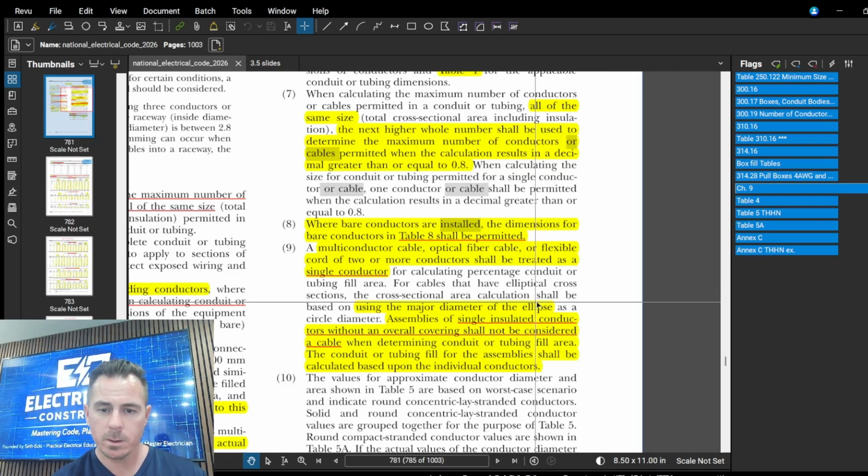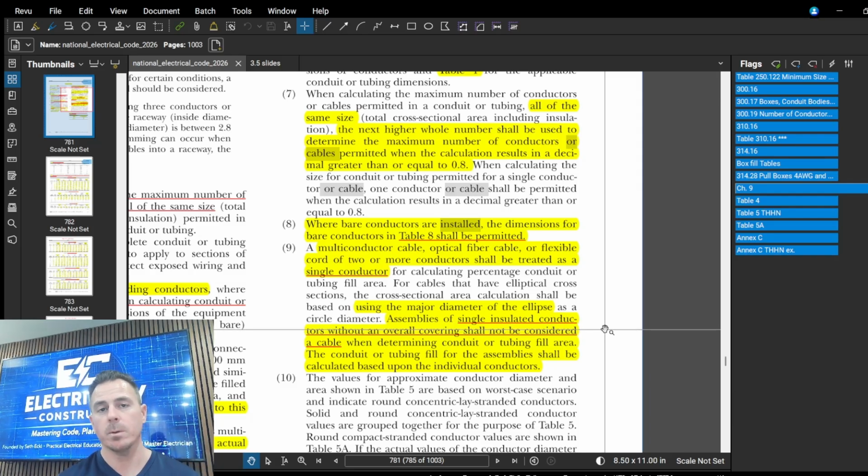All right, let's continue reading this. For cables that have elliptical cross sections, the cross-sectional area calculation shall be based on using the major diameter of the elliptical as a circle diameter. So what they're telling us there is, like NM cable, if you're going to calculate this, you have to calculate it from the major ellipse of the cable. You can't go to the flat section and get your calculation from there. You have to go from the wide section and then use that as if it was a full circle all the way around.